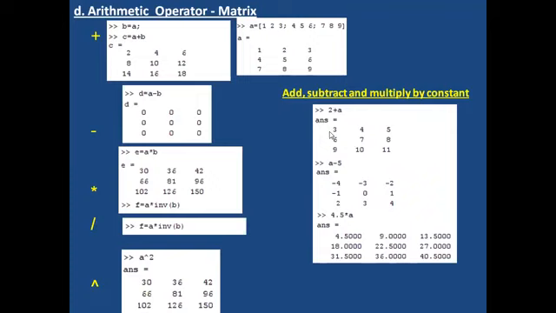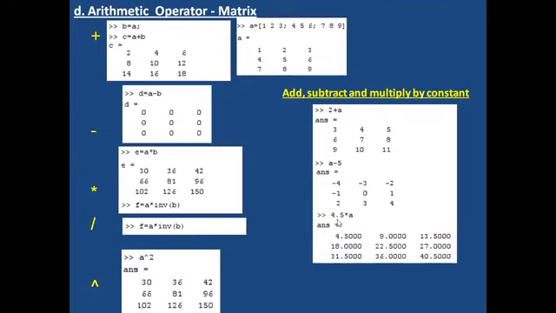The 2 is added with all elements of your A. So this is the answer. For example, 2 plus A, this is going to be A. The first element is 1, so 1 plus 2 is 3. And 5 plus 2 is 7. 8 plus 2 is 10. And A minus 5 means all the elements of A subtracted with 5. So 1 minus 5, I'm getting minus 4. 9 minus 5, I'm getting 4.